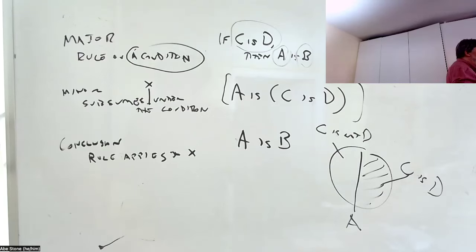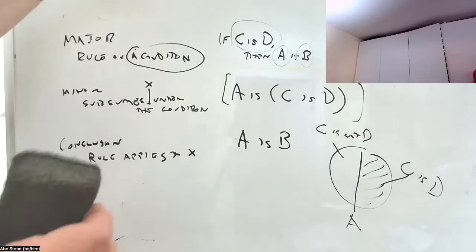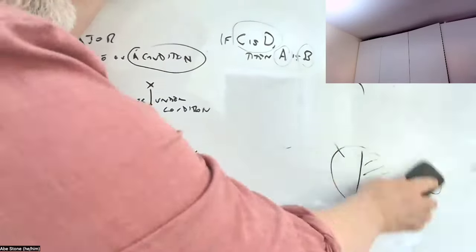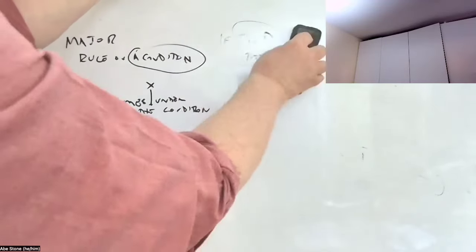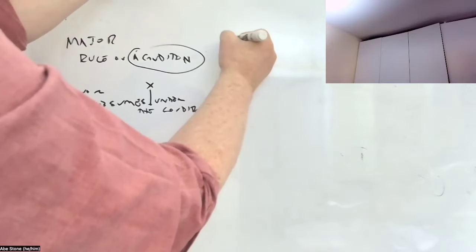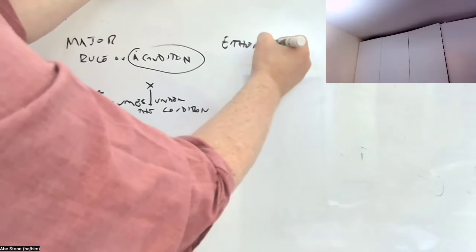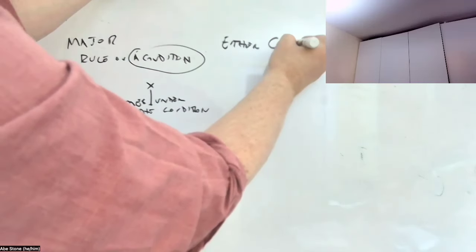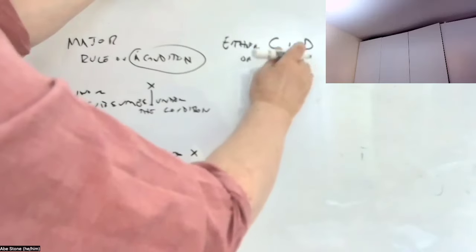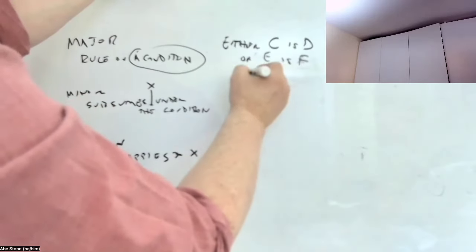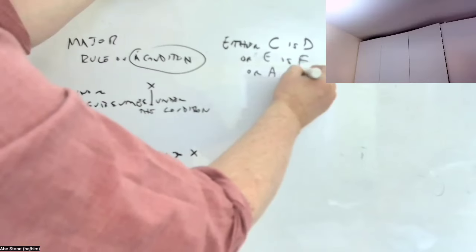But maybe this is the way. I guess the test is, is this going to help with the disjunctive judgments? A disjunctive syllogism, that's the question. And again, I feel that it's going to fail there, but let's see. Let's keep the major premise simple, right? Either C is D or A is B. Well, no, I think we should have at least three. Either C is D or E is F or A is B.